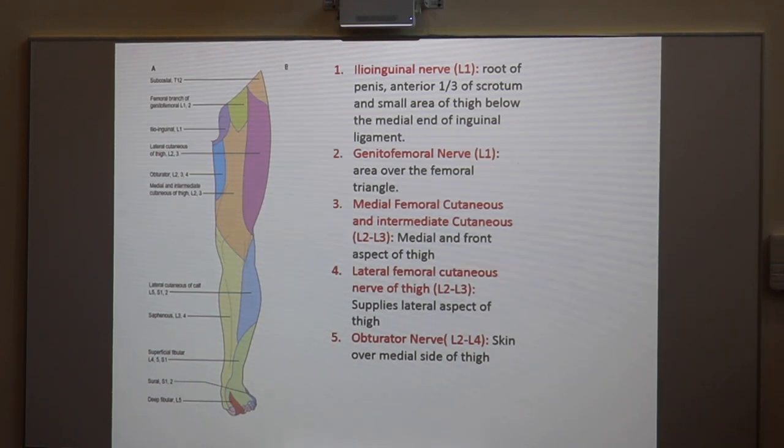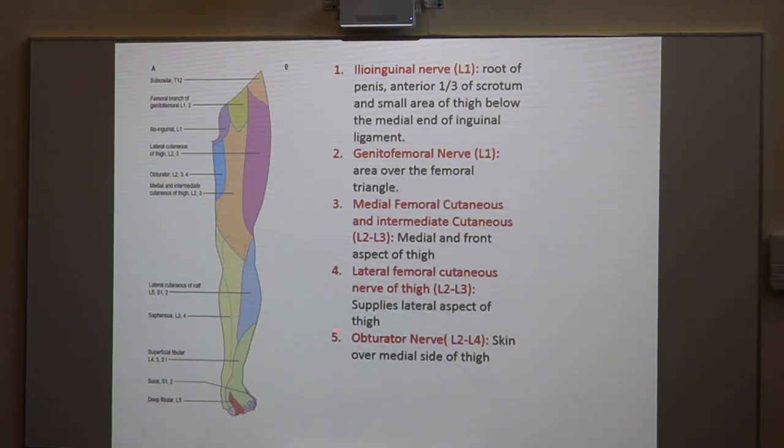It happens because the lateral femoral cutaneous nerve of thigh gets compressed within the inguinal ligament as it passes through it. Okay, so it pierces the inguinal ligament just next to the anterior superior iliac spine, and as it passes through it, it sometimes gets compressed and results in pain on the lateral side of the thigh.